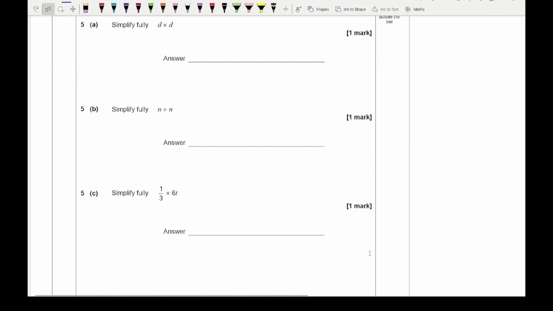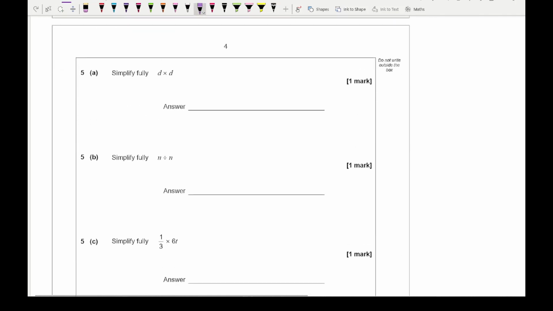For question 5a, it says simplify fully d times d. So for this, all we need to do is just recognize that we write this with indices, so it's going to be d squared. Again, simplify fully n over n. Well, n over n is like this, and when you're dividing this, the numerator and the denominator are the same, then that's just going to equal 1.